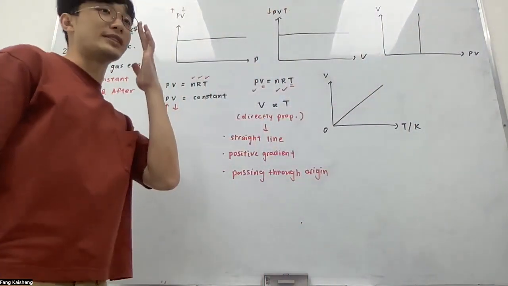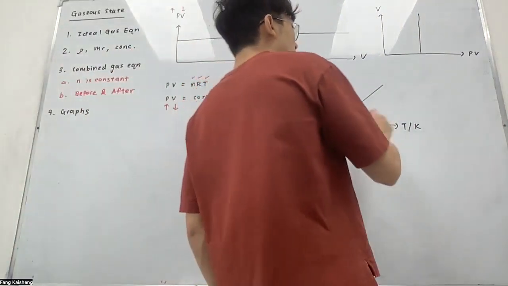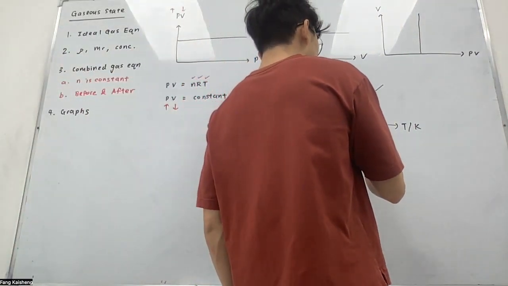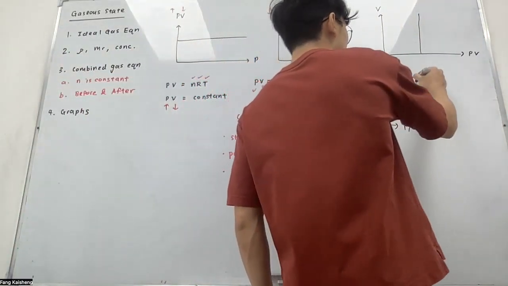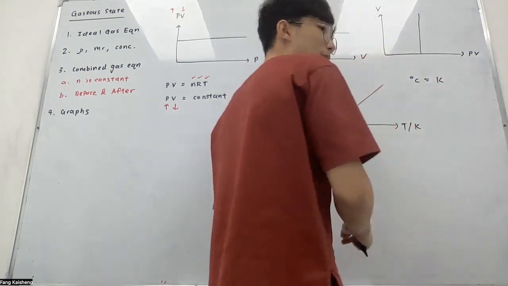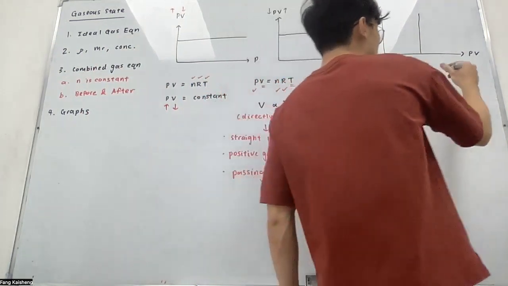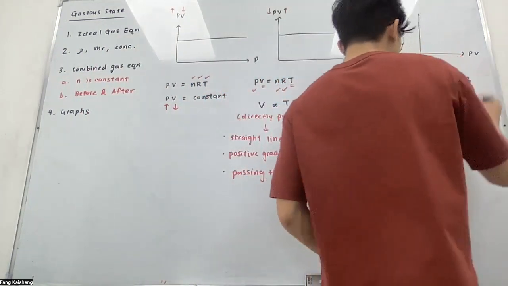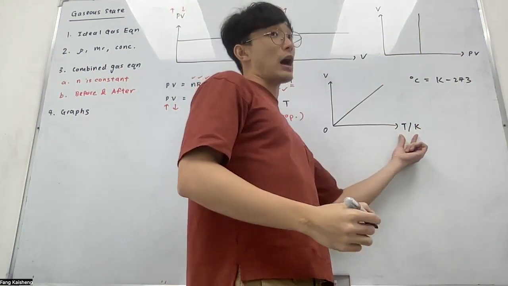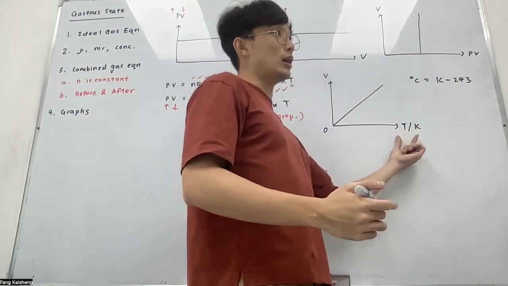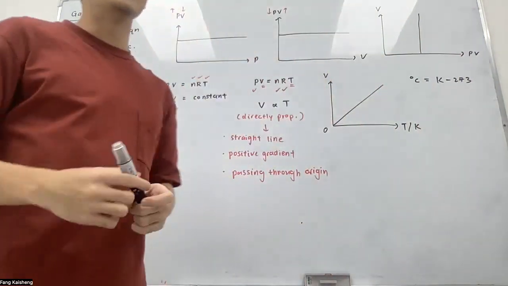Perhaps I can give you a hint. How do you convert Kelvin to degrees Celsius? Degrees Celsius equals Kelvin plus or minus 273? Minus, yes. So take Kelvin minus 273. Basically, you're taking this graph and translating it.